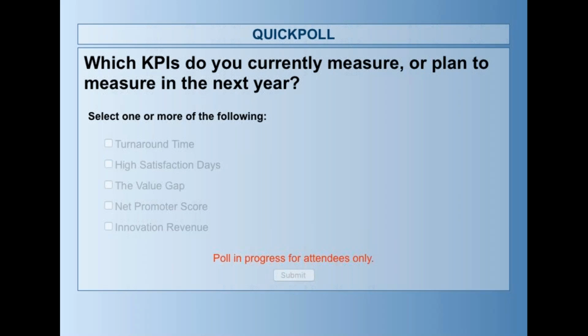And somebody wrote in, if you could just briefly re-explain high satisfaction days and the value gap. Yeah, a high satisfaction day is when you or your team have a day where you just pump your fists and go, yes, this is why I'm alive.